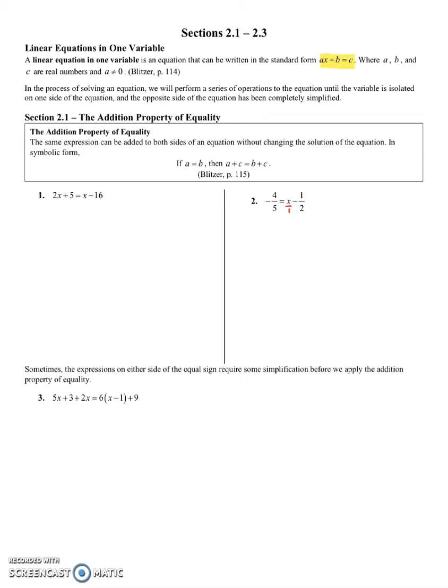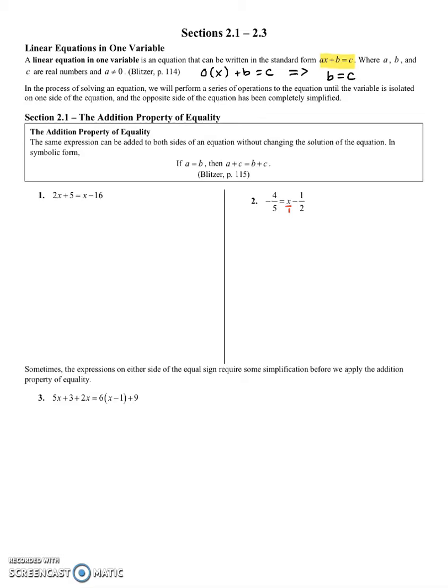But a cannot be 0. Why can a not be 0? Well, what happens if a is 0? We have 0 times x plus b equals c. Well, 0 times anything is just 0, so we're left with b equals c. Well, that's good as long as b and c are the same number, but if they're not the same number, then that's nonsensical and we've completely lost our variable. So that's why a cannot be 0.